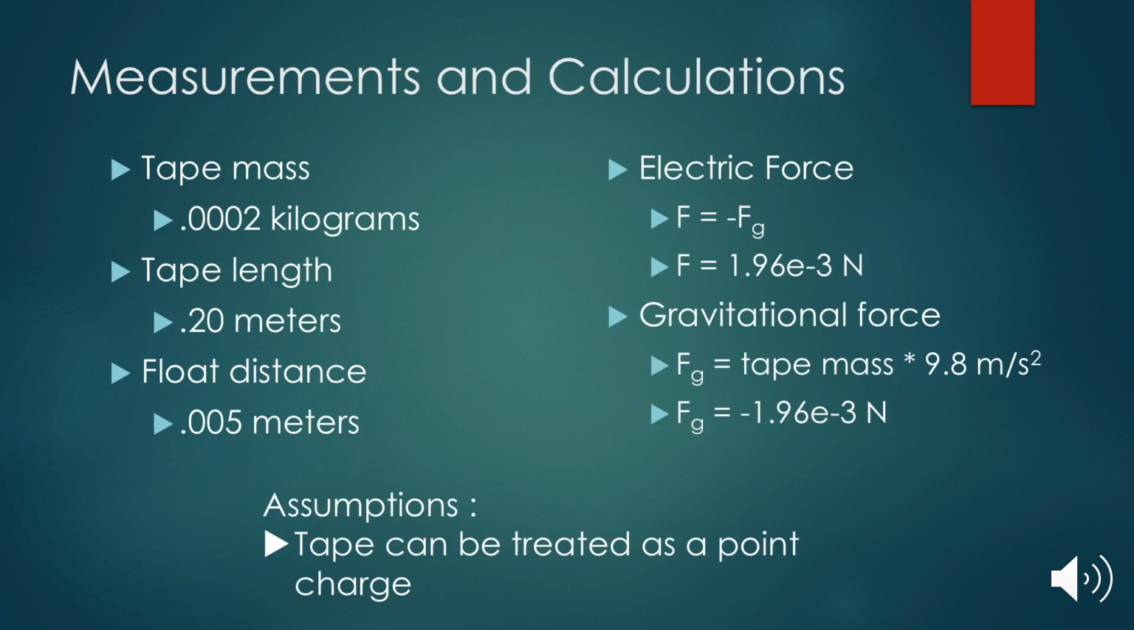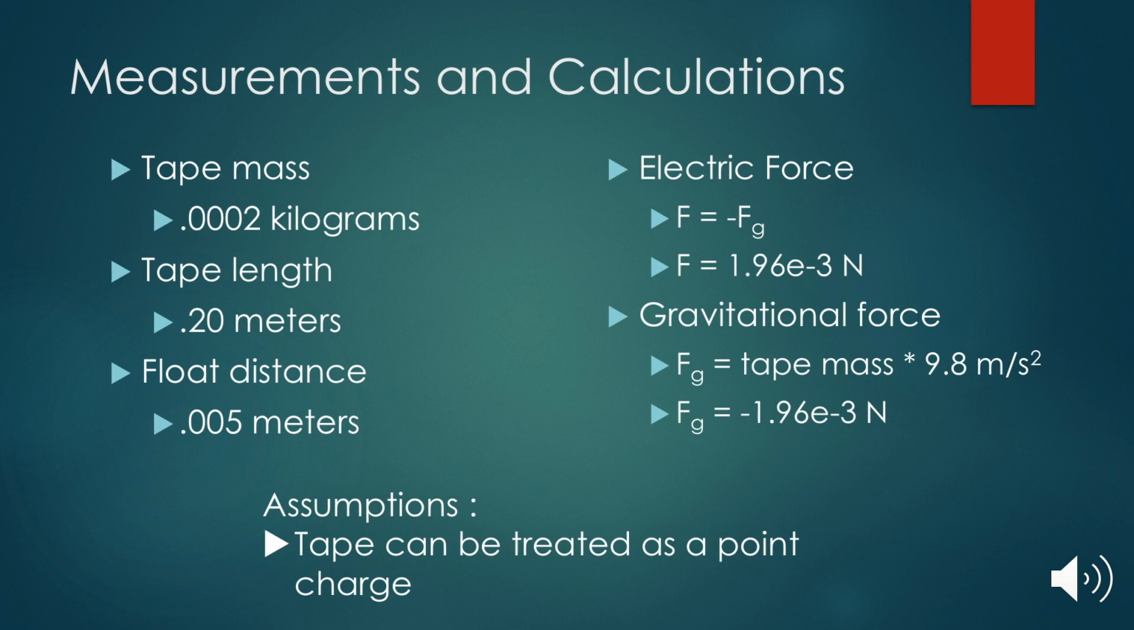In regard to measurements and calculations, the tape mass was 0.0002 kilograms, the length was 0.20 meters, and the float distance, which is the distance between the bottom tape and the top tape, was 0.005 meters. It is important that you note an assumption, which is that the tape can be treated as a point charge, and this will help later with the calculations. The first two calculations I did were the electric force and the gravitational force.